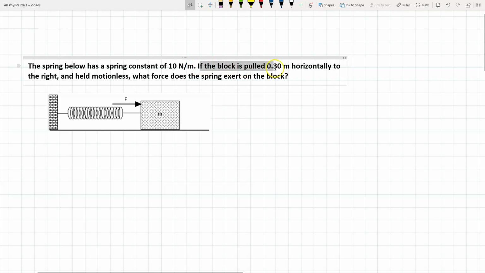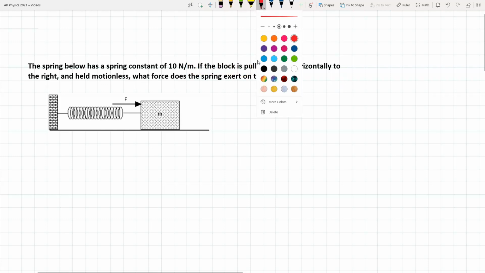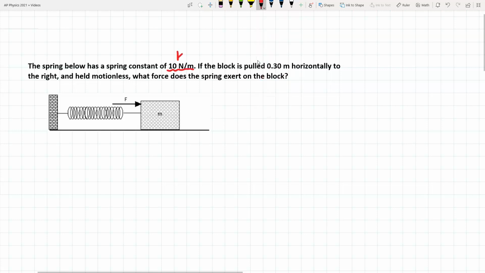If the block is pulled 0.3, so let's go. Remember, I'm still dealing with not having any of this show up on my tablet, so it's going to look kind of weird. It's pulled 0.3 meters horizontally to the right, so that's how far this thing moves. And it's held motionless. What force does the spring exert?